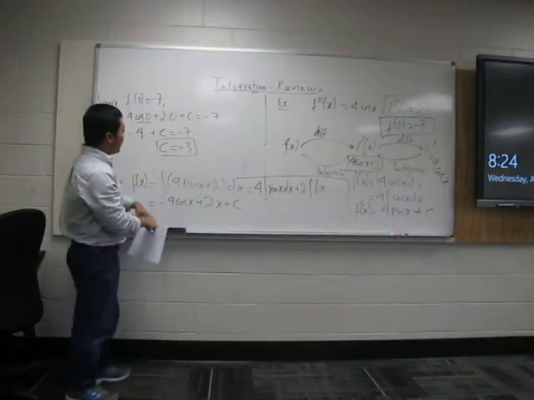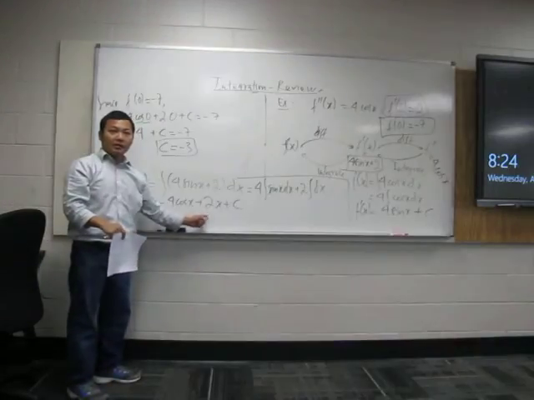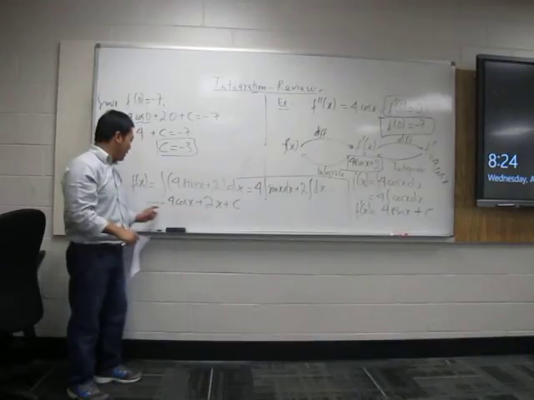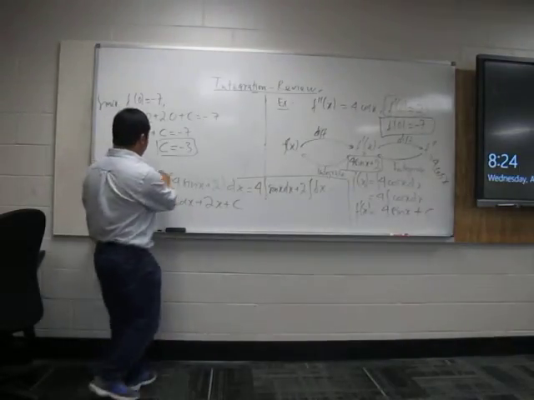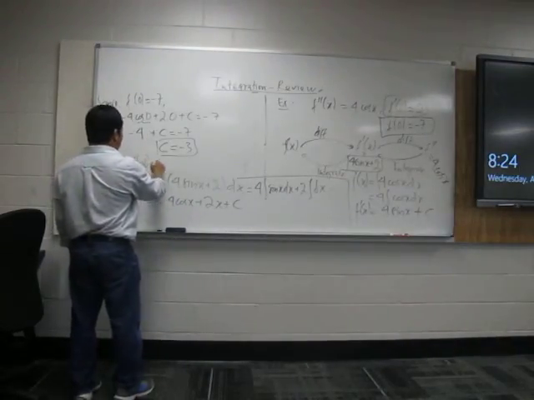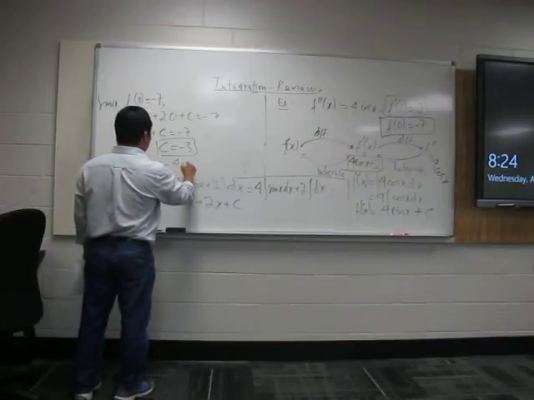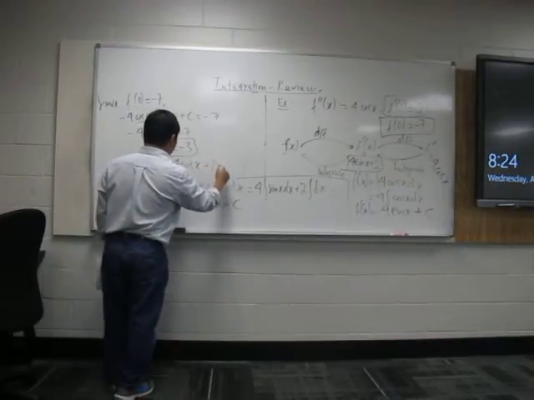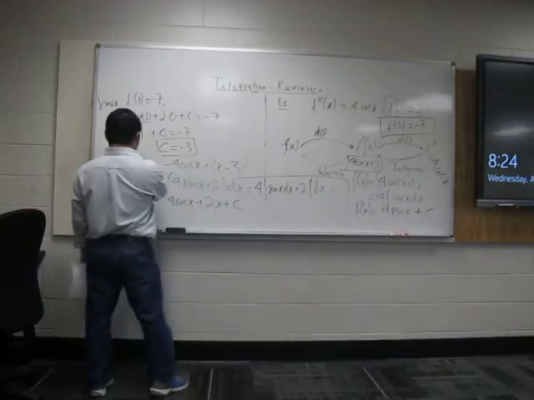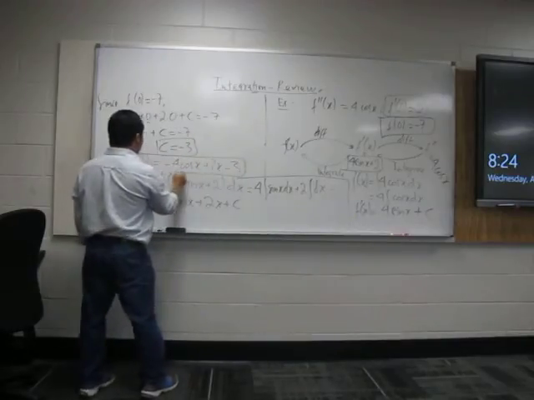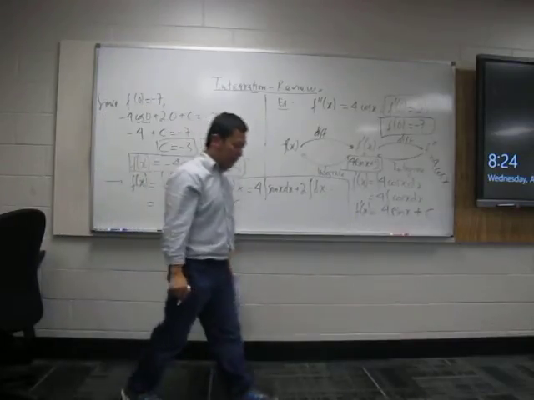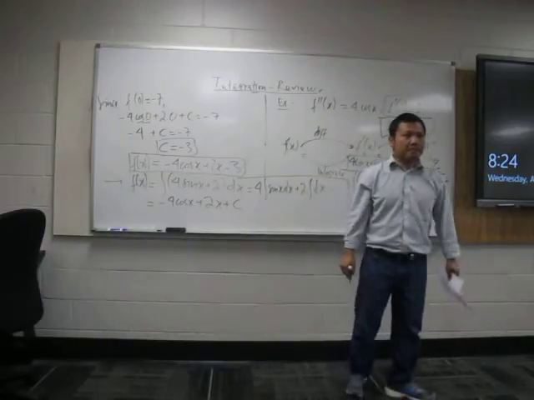And I plug negative 3 in here, right? Into this formula. I get the function is equal to negative 4 cosine of x plus 2x minus 3. That is my final answer.